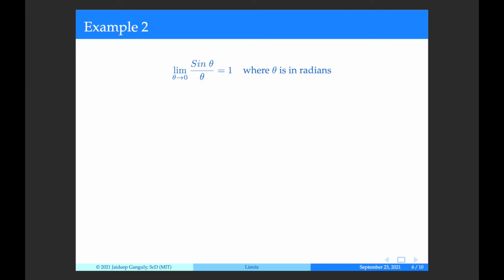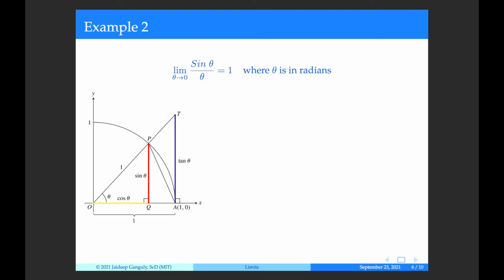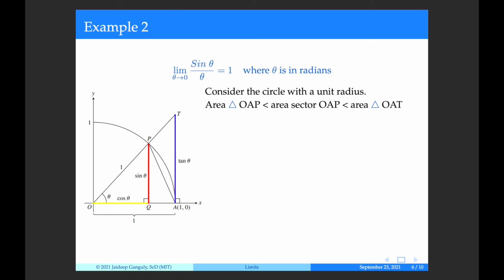We now evaluate an important limit that is useful. The proof is easy to establish by simply considering the relationship between the area of the inner triangle, OAP, area of the arc, OAP, and the area of the outer triangle, OAT.